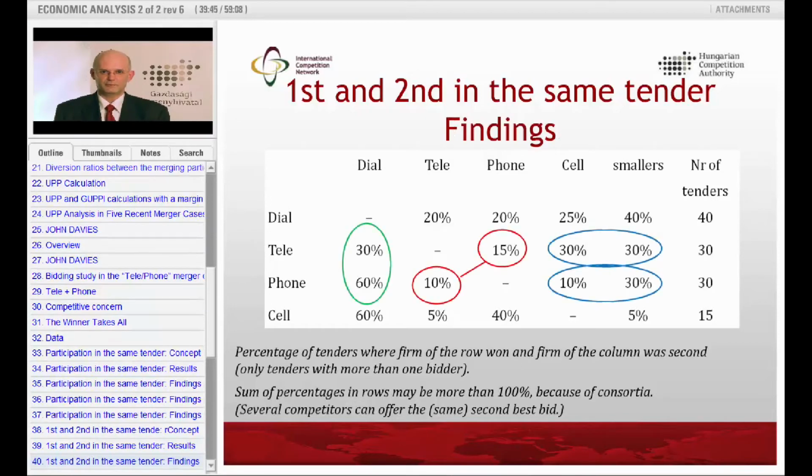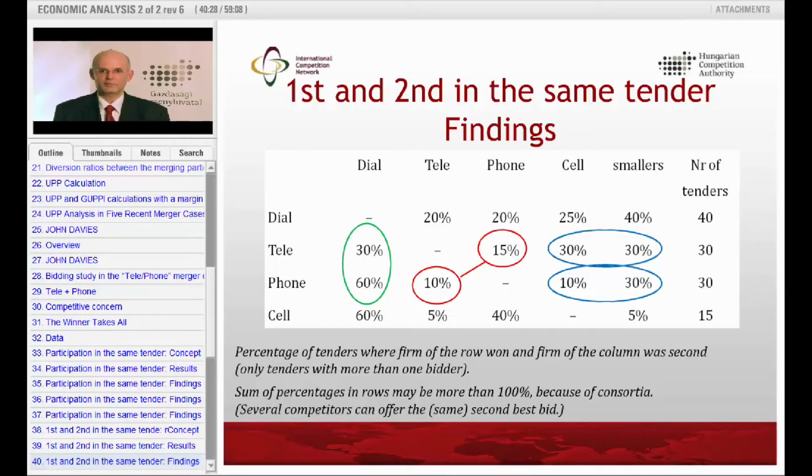These results tell the same story. Dial seems to impose much stronger competitive pressure both on Tele and on Phone than they impose on each other. There are relatively small numbers in the Tele-Phone and in the Phone-Tele relations. This indicates relatively weak competitive pressure between the merging parties. Cell and smaller competitors, in spite of their smaller market shares, seem to impose much stronger competitive pressure on the merging parties than they impose on each other. All these findings reinforce the impression that a merger between Tele and Phone would eliminate relatively little competition.